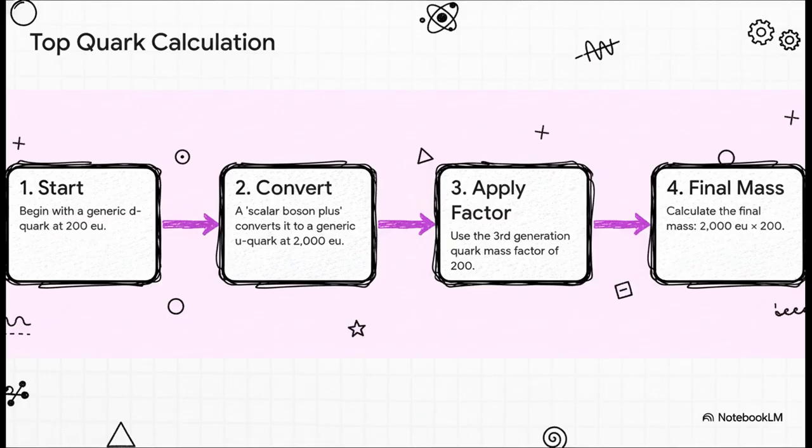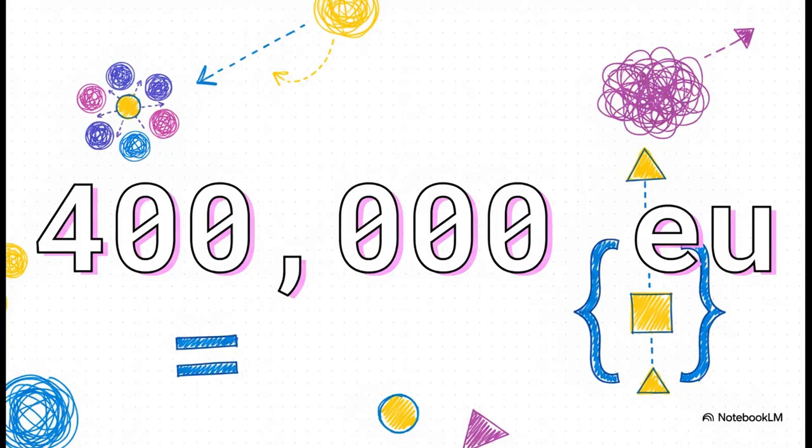First, we start with the d quark's base mass, which is 200 electron units. Then, the boson does its thing, converting it to a generic U quark and bumping the mass up to 2000 EU. Finally, we apply that third-generation mass factor we calculated a minute ago, which is a multiplier of 200. You do the math. 2,000 times 200, and what do you get? 400,000 electron units. And bam! That is exactly the value the model predicts for the top quark. And get this, every other particle mass you saw on that first slide is calculated in a similar step-by-step way.